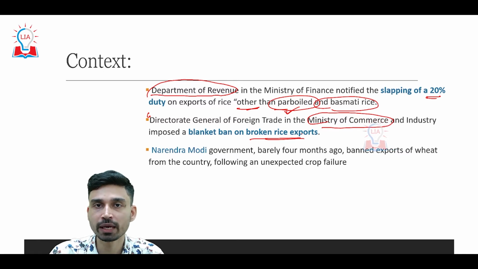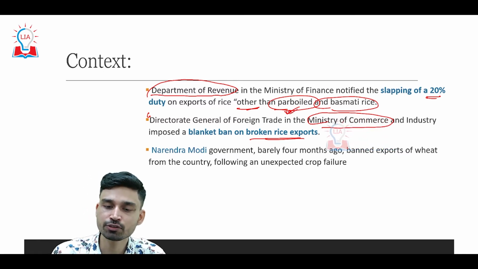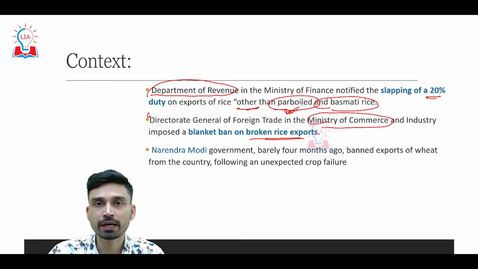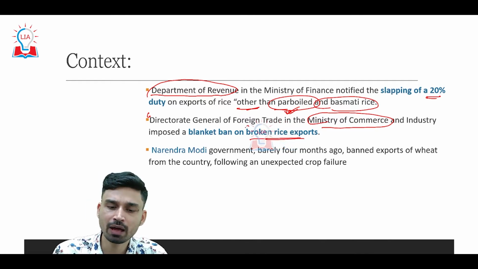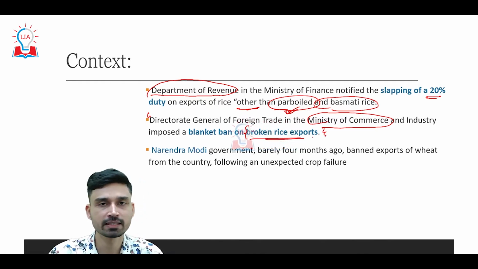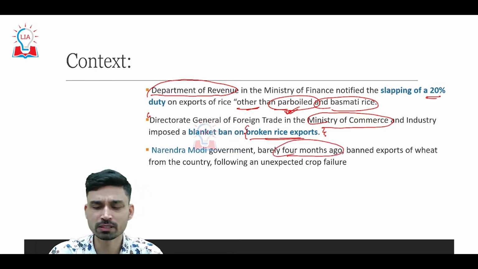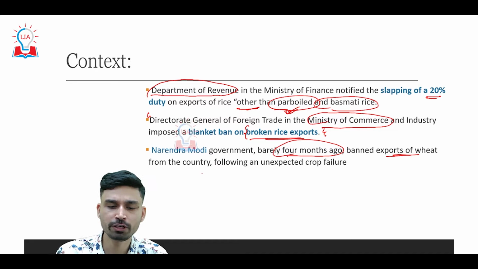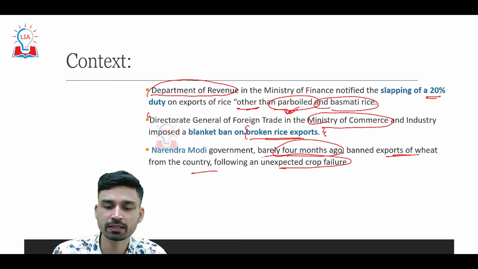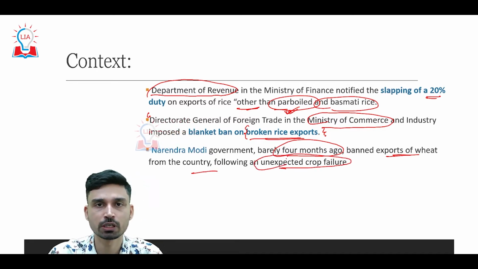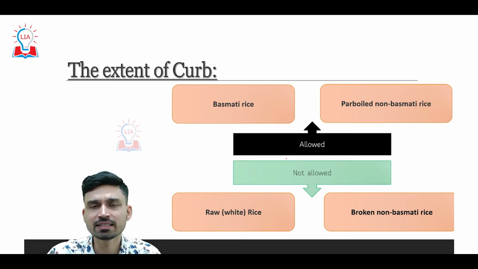So basically we have three different measures: a 20% extra duty on any category of rice that is not parboiled or not basmati, so non-parboiled and non-basmati rice; and on the other hand, an outright ban on broken rice exports. And the Narendra Modi government, as we discussed slightly before, barely 4 months ago banned exports of wheat from the country following an unexpected crop failure in the last Rabi season.